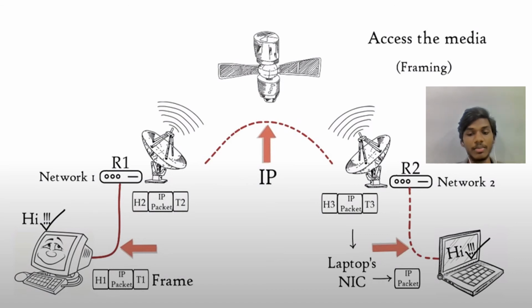The laptop receives the frame and also decapsulates the frame to a packet. The packet is sent to the network layer, and the network layer also sends the data up to the application layer. After that, the application layer receives the data and the data is displayed on the laptop. This is known as framing.